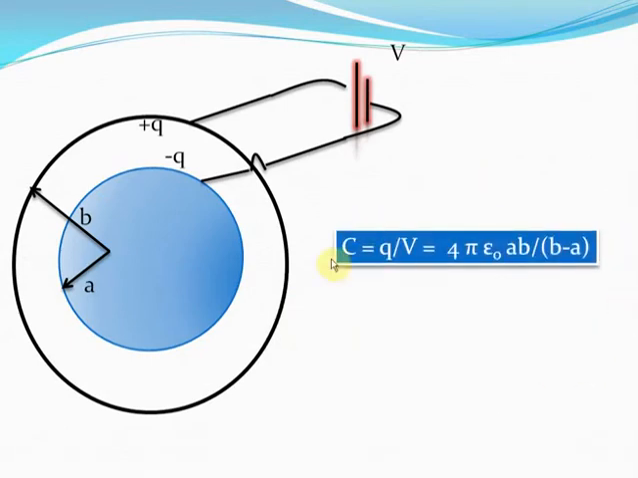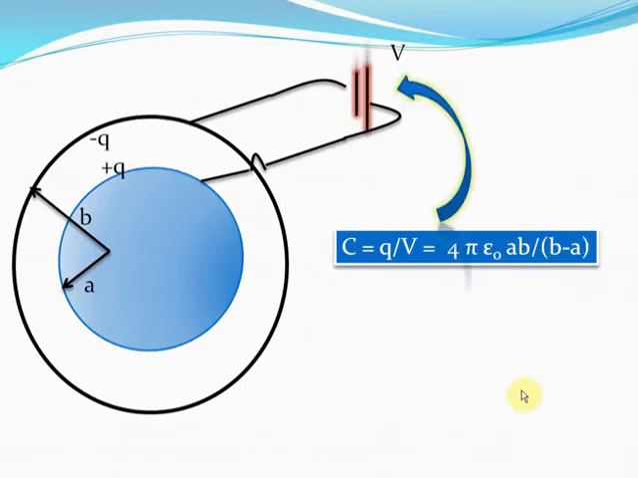The capacitance of a spherical capacitor when a battery is connected to it will be plus Q by V, the charge provided by the battery divided by the potential difference between the terminals, that is 4 pi epsilon naught AB divided by B minus A. Note that this is not the same as the capacitance when the outer shell is given a charge and the inner shell is earthed and no battery is connected. So it does make a difference when you connect a battery. Understood? Again, you must remember this value of capacitance.